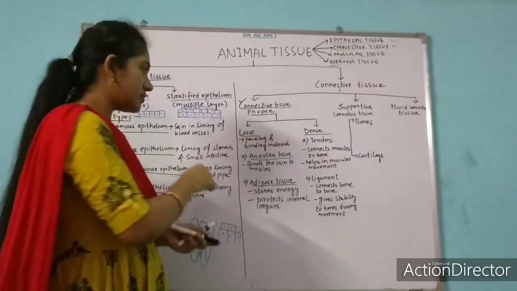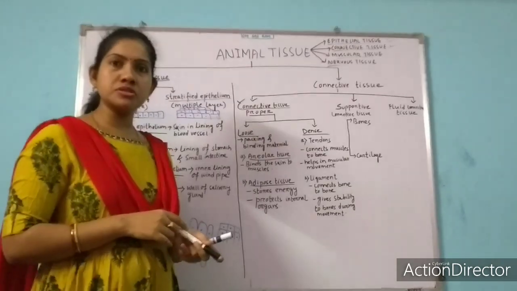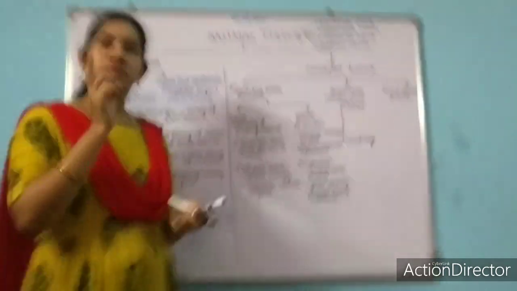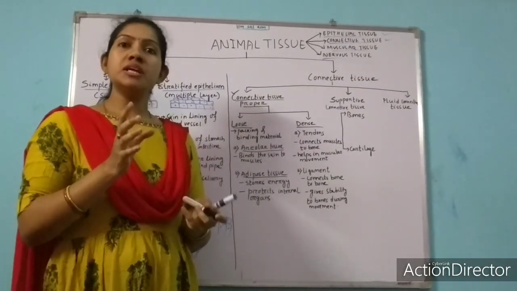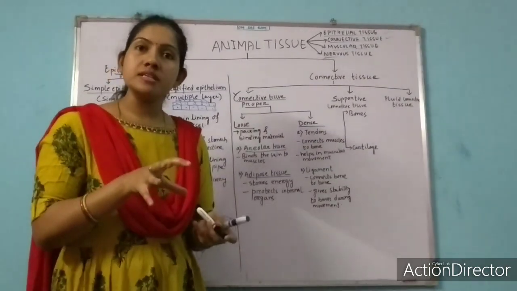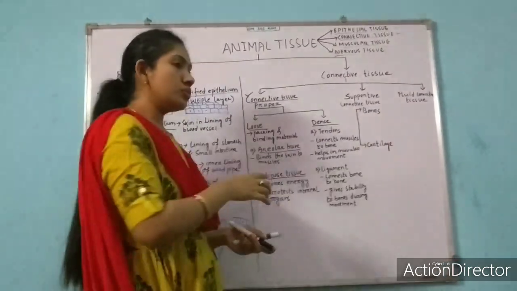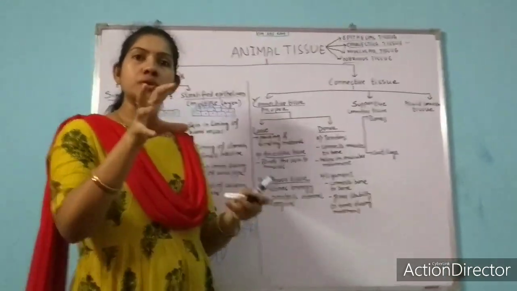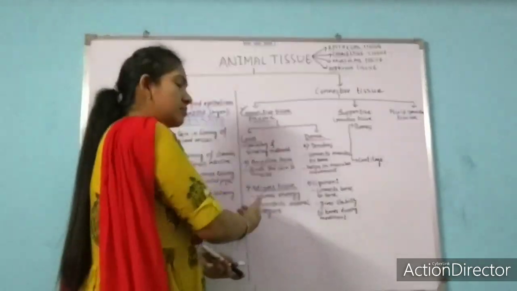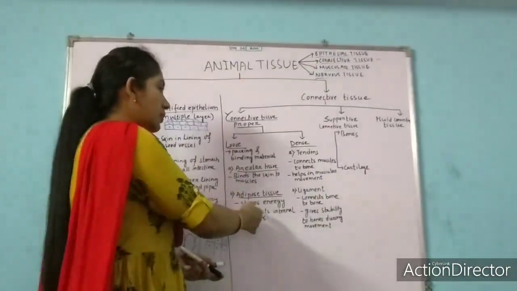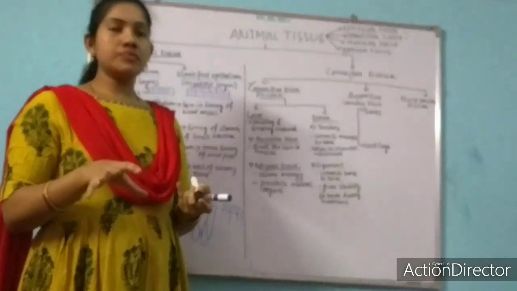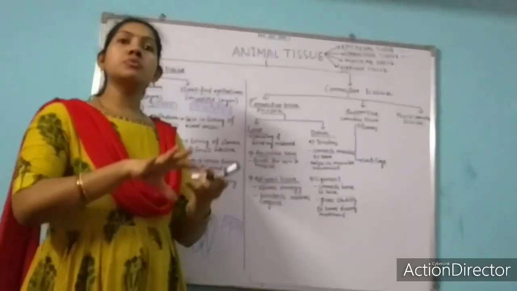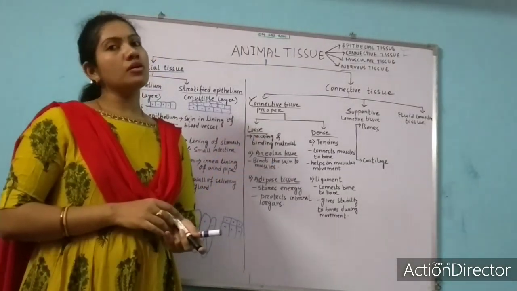Okay. So what is the main function of adipose tissue? To store energy. As we have discussed earlier, fats are made for storing energy in our body. So adipose tissue works mainly in storing energy. The second main function of adipose tissue is that it protects the internal organs.